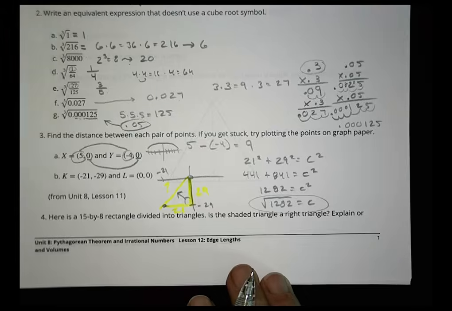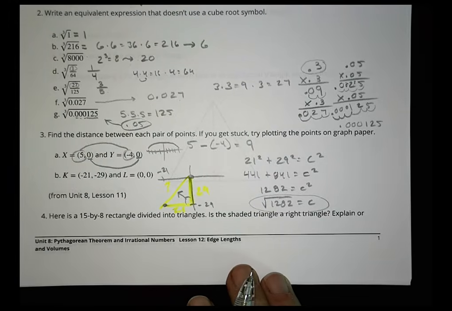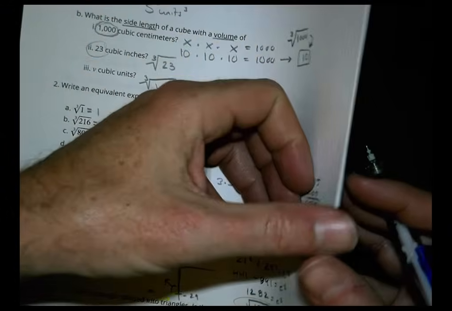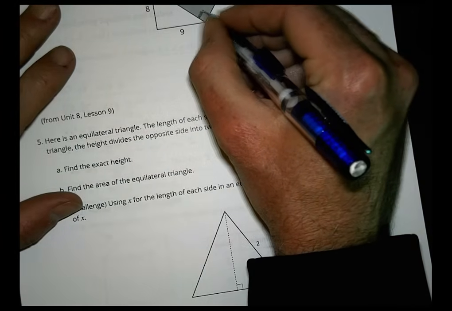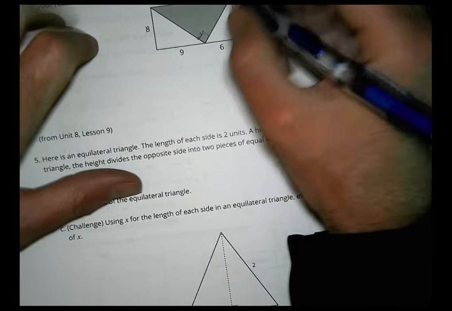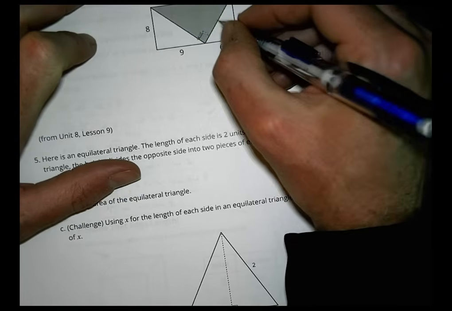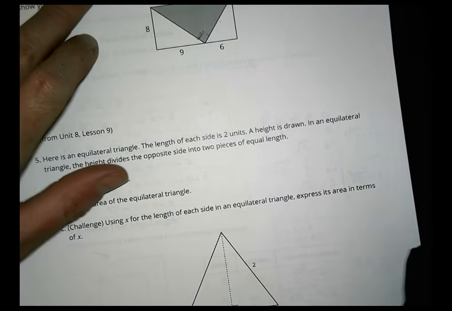Okay, next it says here is a 15 by 8 rectangle divided into triangles. Is the shaded region a right angle triangle? So is this a right angle right there? The question is, is that going to be a right angle? Now the way we would know it's a right angle would be if this squared plus this squared equals that squared. So let's see if we can find out.